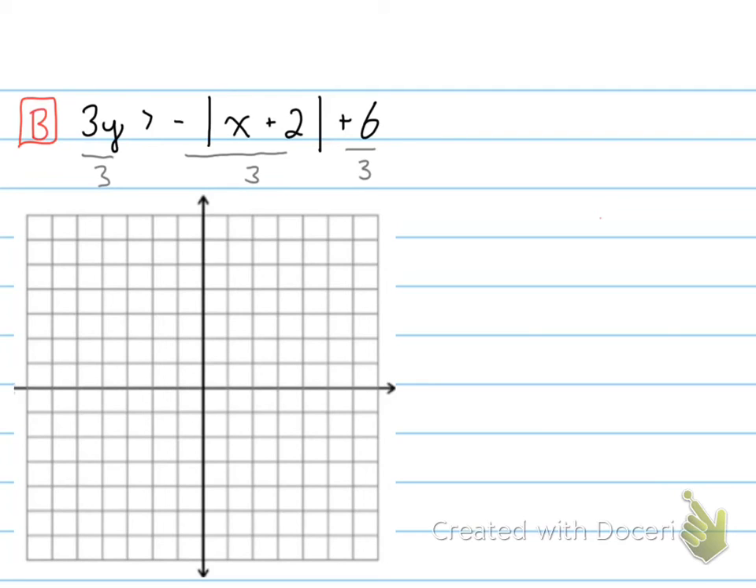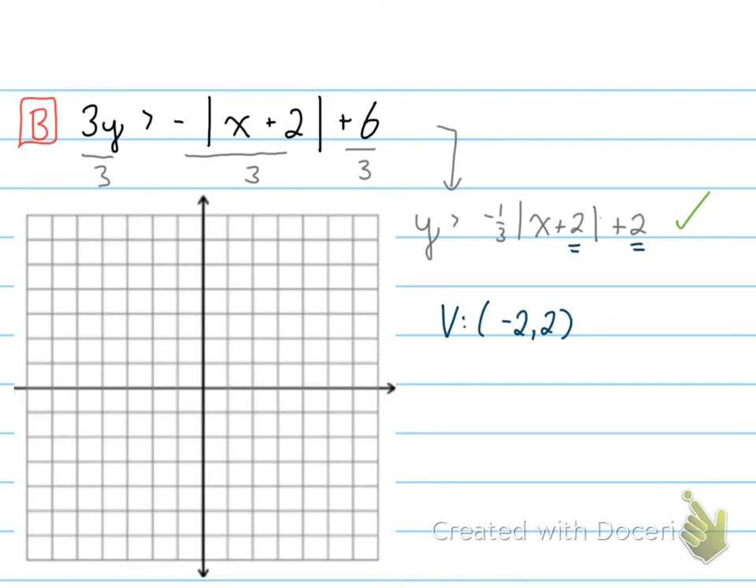When I do this, I get y is greater than negative 1/3 times the absolute value of x plus 2, plus 2. Also, just keep in mind and notice that when I divide that absolute value, I'm not going to work with that 2 inside of it. Think of it like it's trapped in there. I'm going to be dealing with the coefficient outside of it, so that's why it looks the way that it does. Now I'm in general form, so I can do the vertex, the a value, and go from there.